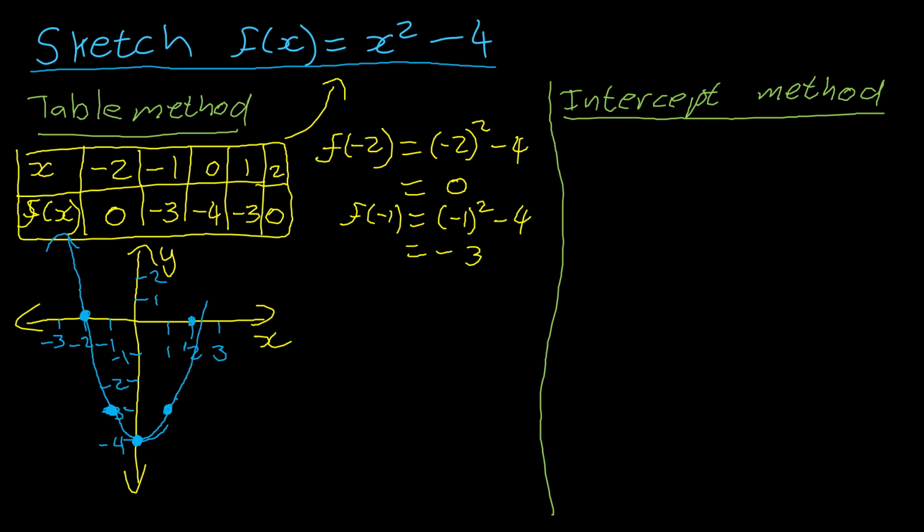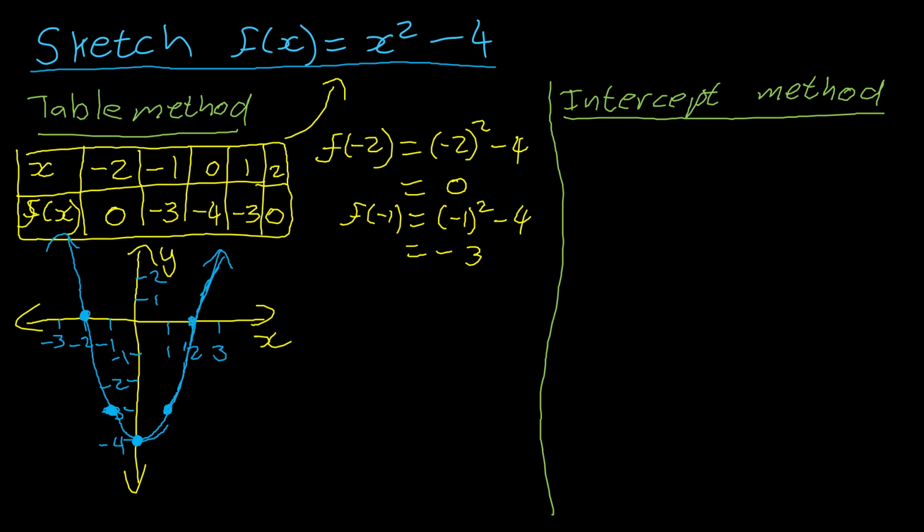You don't get marks for how accurate you have the actual shape, or well, you do get marks for the shape, but you're not going to get marks for how perfect of a parabola it is. It must just be clear that it's a parabola at the end of the day. And that would be your graph using the table method.